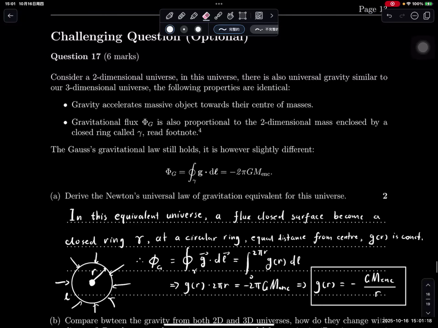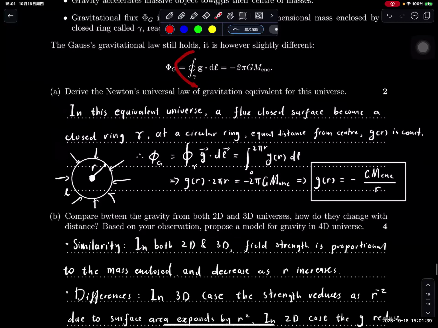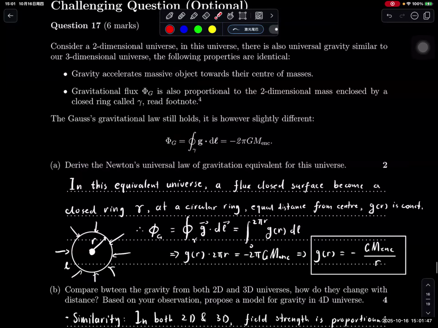Okay, challenging question, question 17. This one goes a little bit deeper into the gravitational field and its structure. Derive Newton's universal law. This is basically a direct copy from our extension material lecture. This law tells you about the total flux of your gravitational field at this barrier, for the two-dimensional universe. So it's not a direct copy, this is two-dimensional.